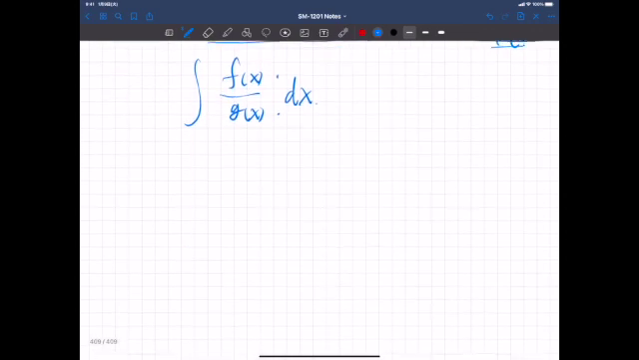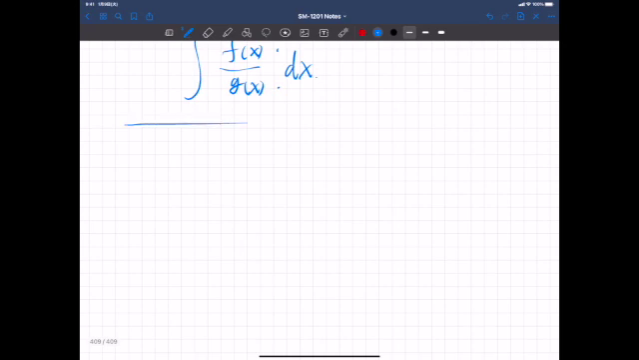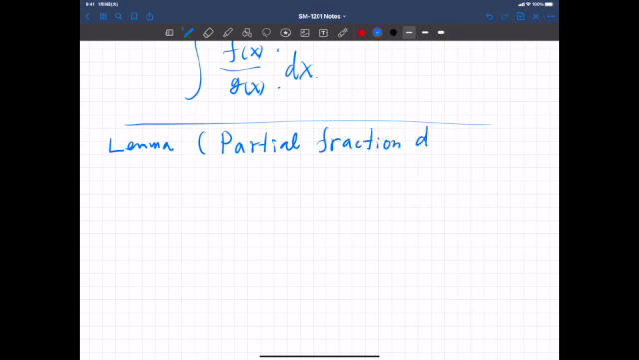To see that, we need the following lemma, which we give without proof. Okay, so lemma: partial fraction decomposition.